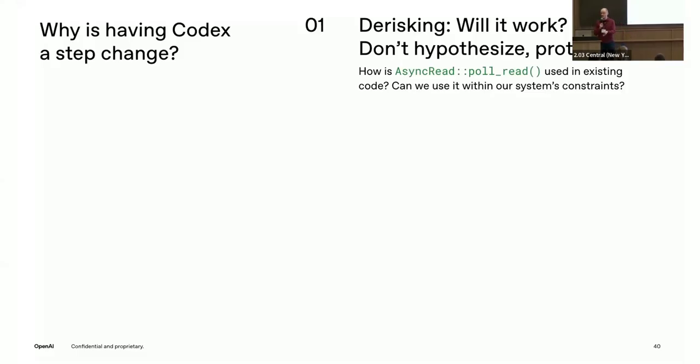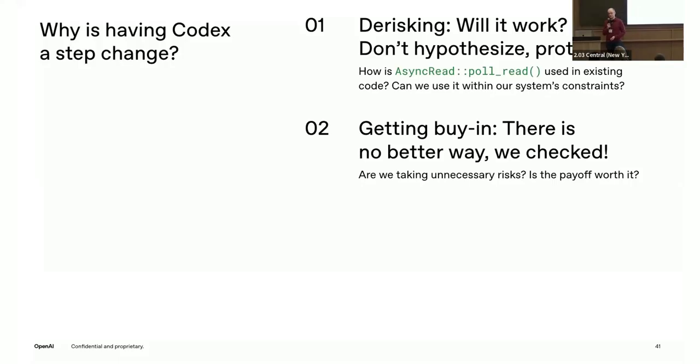Let's see if what we're trying to do has already been done. Let's find some prior art to figure out, what are the gotchas that we should avoid? Are there any reasons why we might not be able to plug this into our systems? Okay, let's build a prototype. Let's run it under Miri, right? All of this stuff happened before we actually started writing the code that we intend to merge.